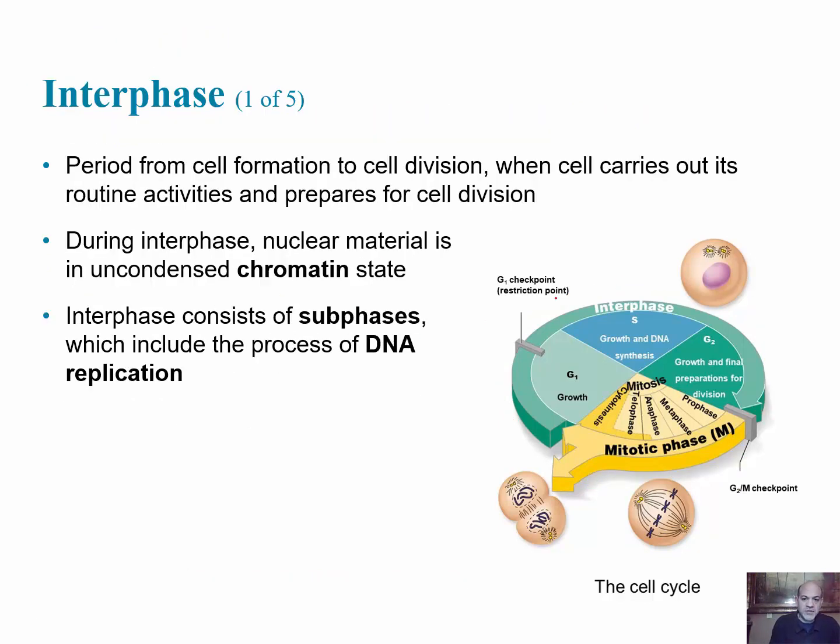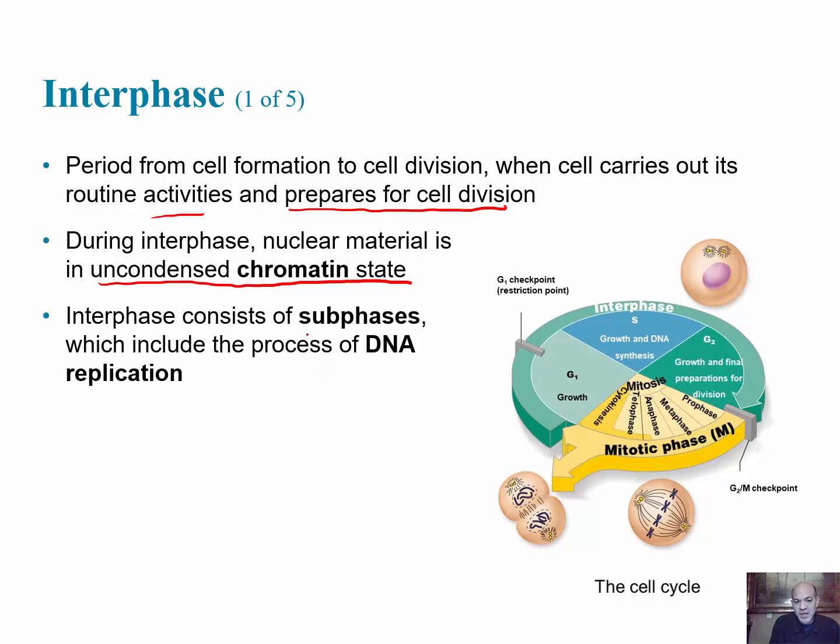In interphase, which is green on the diagram there on the right, this is going to be the period from cell formation to cell division, when it carries out most of its routine activities, and if it's going to divide, the cell would prepare for cell division during that time. During interphase, if you're looking at the cells under the microscope, you won't be able to see them because they'll be uncondensed as chromatin, and chromatin is too thin to be able to see with a light microscope.